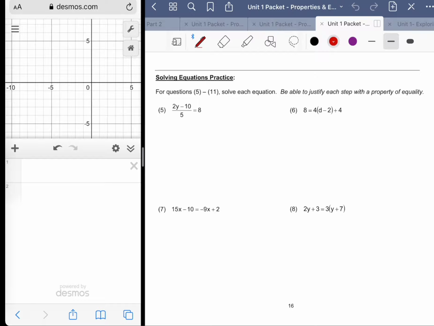Well, what they're asking us to do here is justify by indicating what that step is after you do it, which isn't really the best thing in the world, because I think it's kind of obvious. When you're multiplying both sides by a number, you're applying the multiplication property of equality. How do we know? Because you just multiplied both sides of the equation. If you're dividing both sides of the equation by 2, you're using the division property of equality. It's as simple as that.